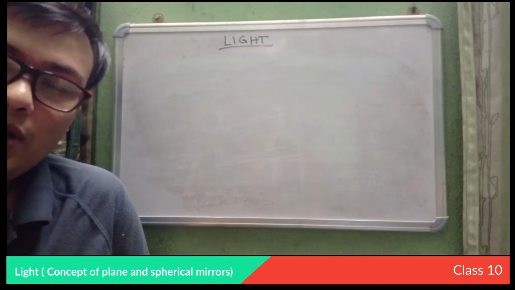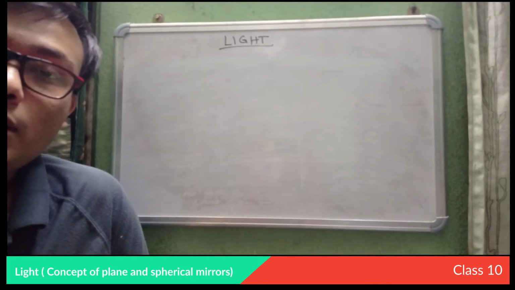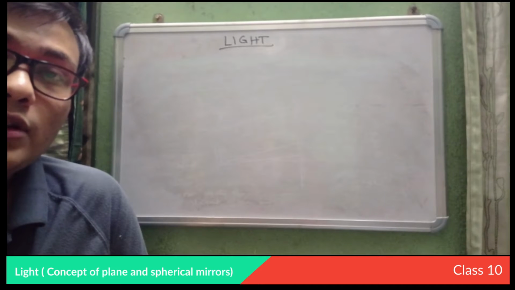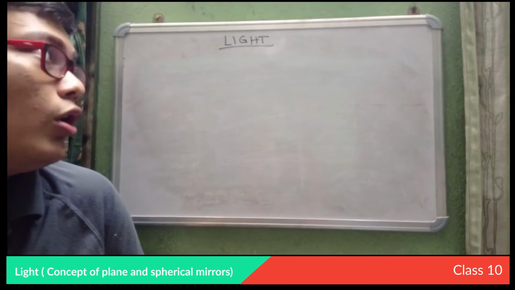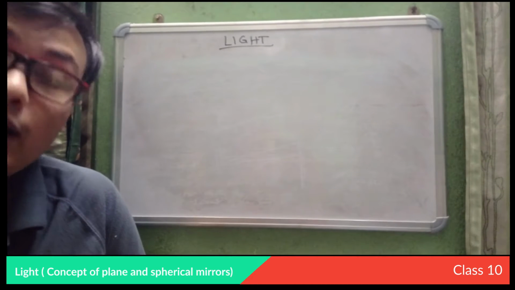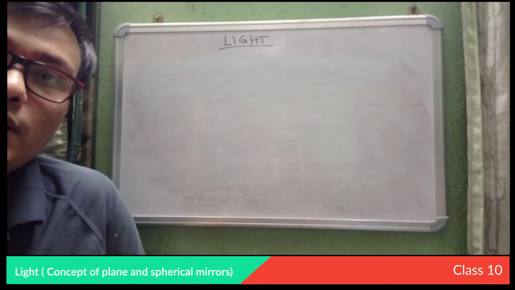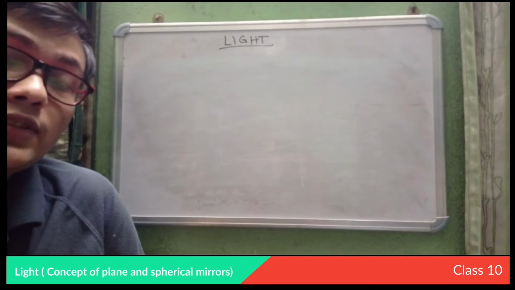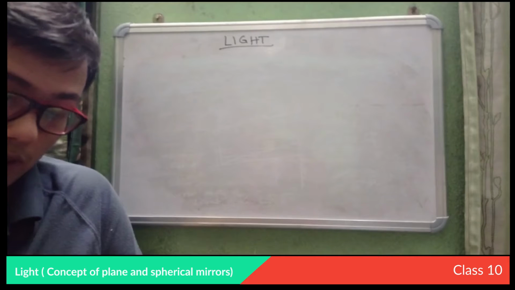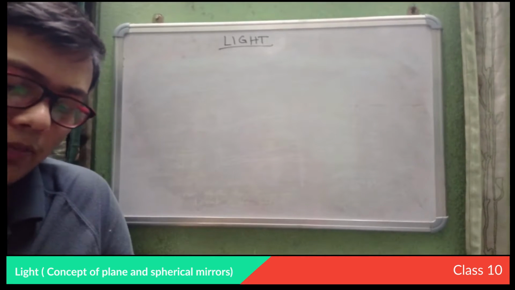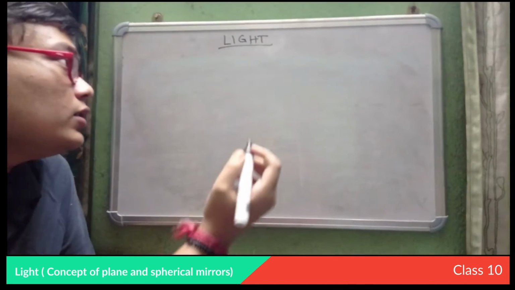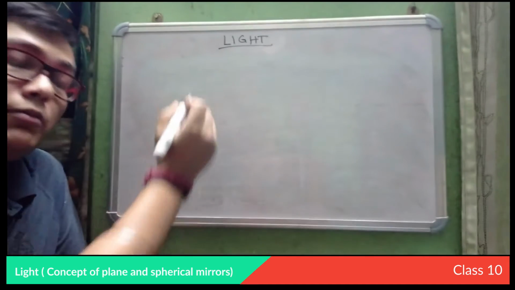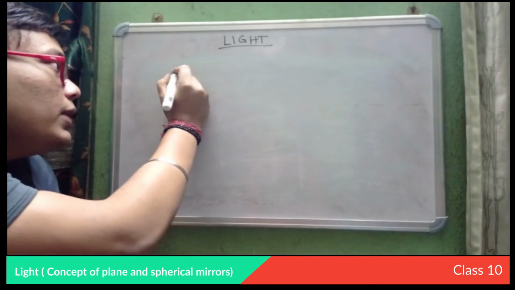So in my previous video I had started the chapter light and I had covered the basic introduction on the chapter light, and I had discussed few topics like the laws of reflection. I had discussed about plane mirrors. So if we recapitulate a bit, I had discussed plane mirrors. What are plane mirrors?